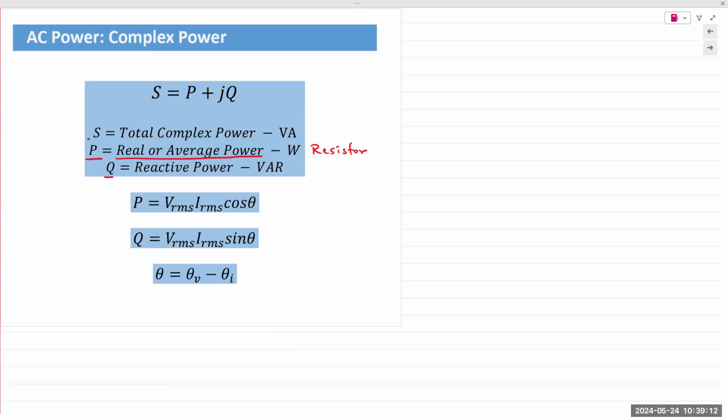The new term we are introducing is Q, which represents reactive power. Reactive power is associated only with reactance, meaning only inductors and capacitors. Resistors do not have reactive power. Only inductors and capacitors have reactive power. The units for reactive power are different. It's volt-ampere reactive, VAR.